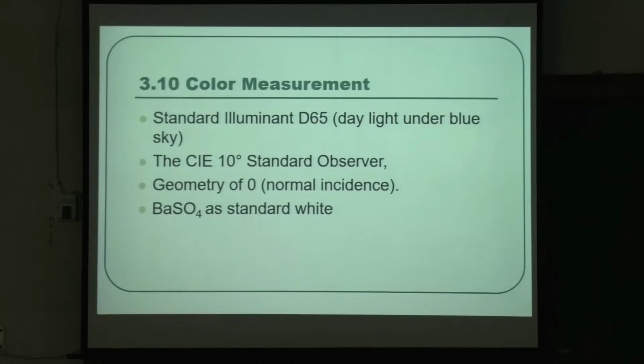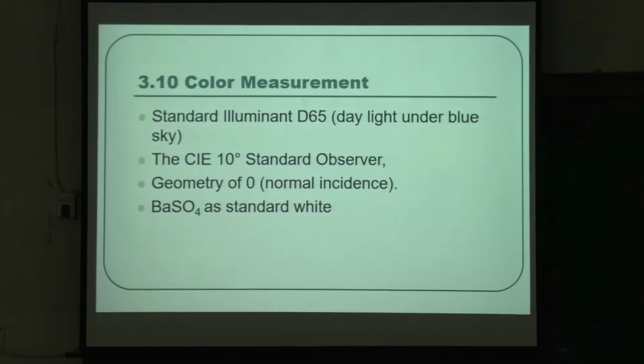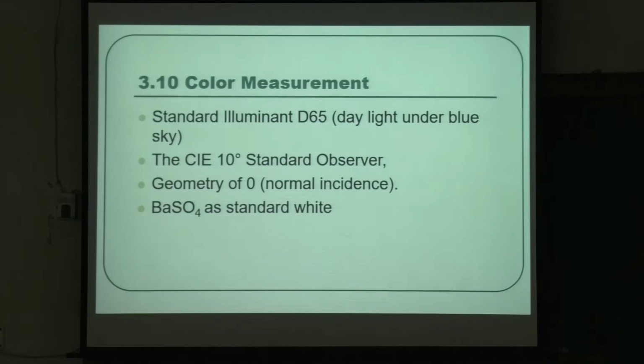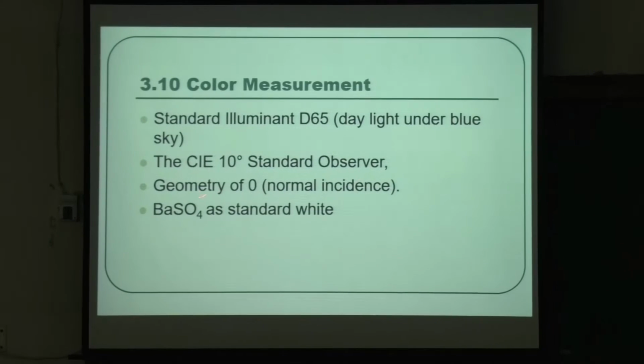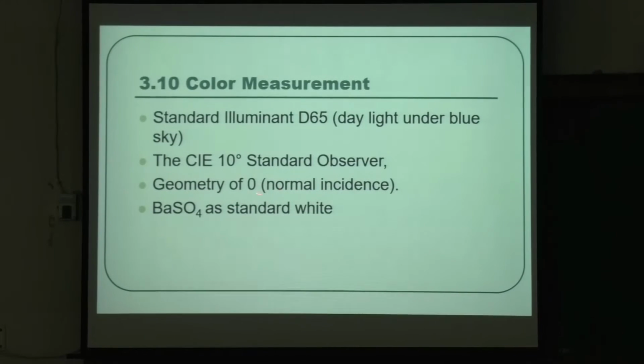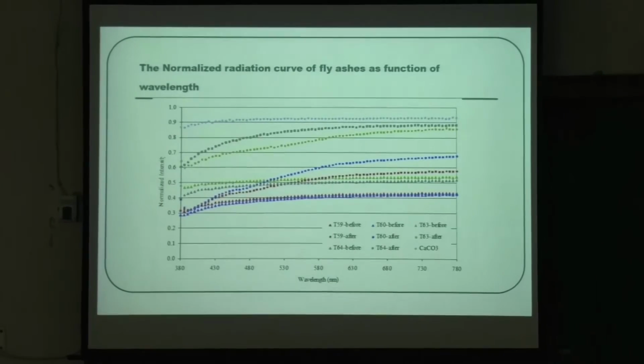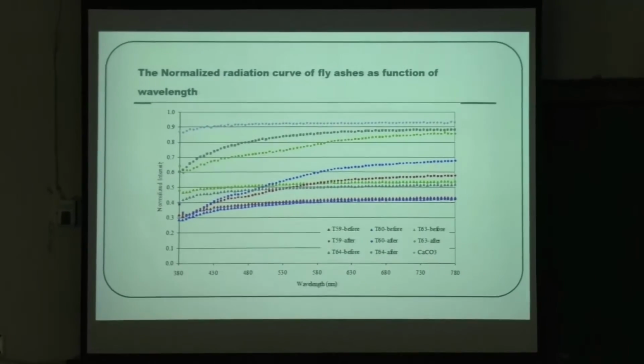Now, the standard illuminant is daylight under blue sky. The color measurement is done with the standard illuminant, which is daylight under blue sky, the CIE 10 degree standard observer, a geometry of 0, which is normal incidence, and barium sulfate as the standard white. So these things give you the coatings like that.